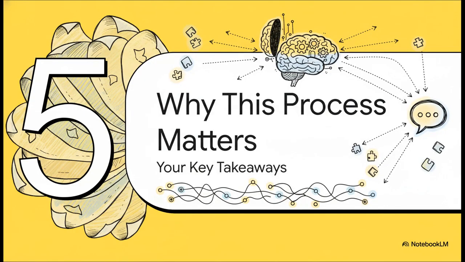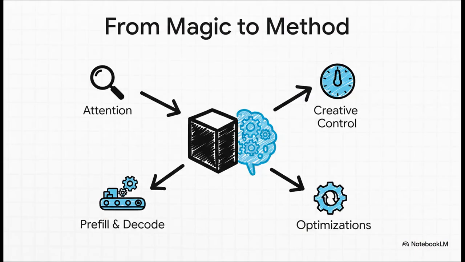All right, we've torn the whole thing apart from prompt to final word. So why does understanding all this gritty detail actually matter? Let's put all the pieces back together. The big picture is this. We've gone from seeing AI text generation as pure magic to understanding it as a clear, logical method.